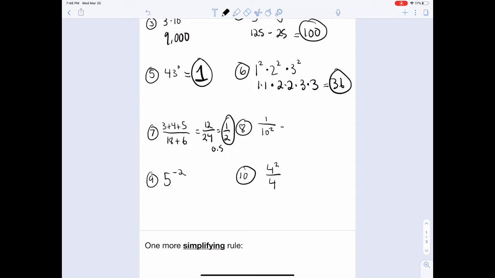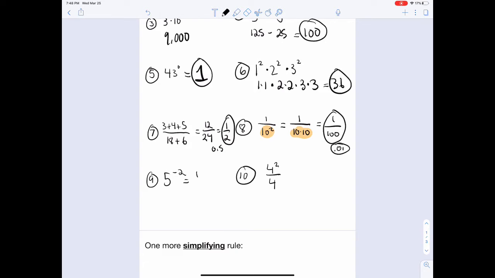1 over 10 squared. Exponents are repeated multiplication, so I'm going to take this 10 squared, because I'm only talking about that distinct part, the 10 squared. That is going to be 10 times 10, just that part. Everything else, the fraction bar and the 1, stays the same. You're going to get 1 over 10 times 10, which is 100. And that's your answer, or 0.01 if you got a decimal.